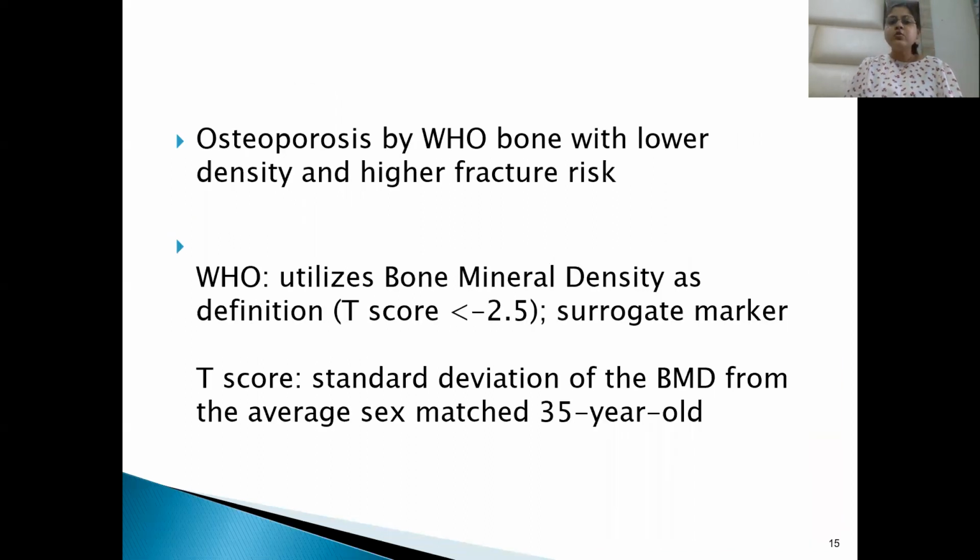Osteoporosis by WHO: a bone with low density and higher fracture risk. WHO utilizes bone mineral density as the definition, a T-score less than -2.5, which is a surrogate marker. It is the standard deviation of the bone mineral density from the average sex-matched 35-year-old.